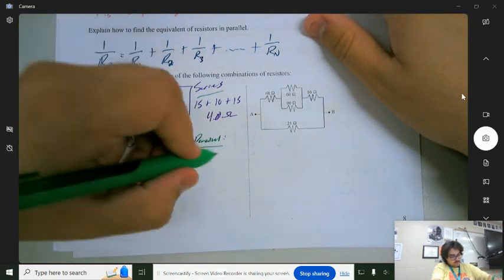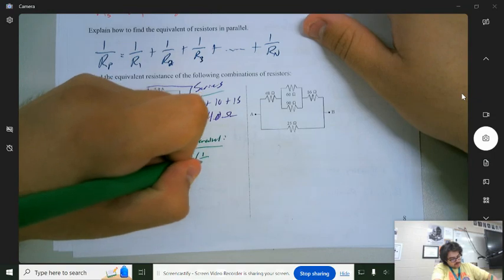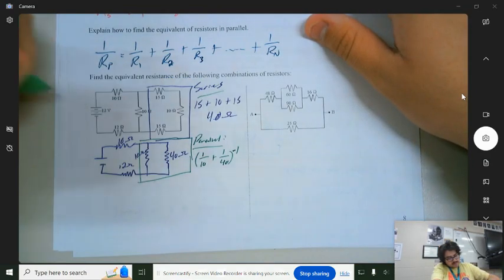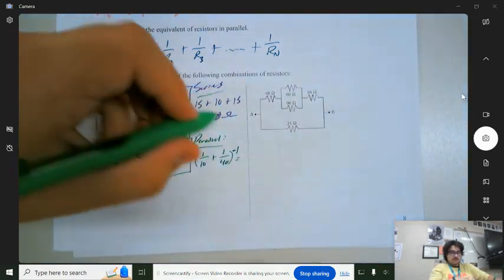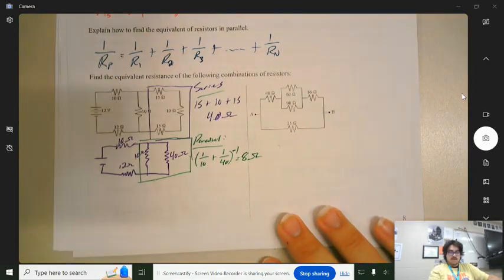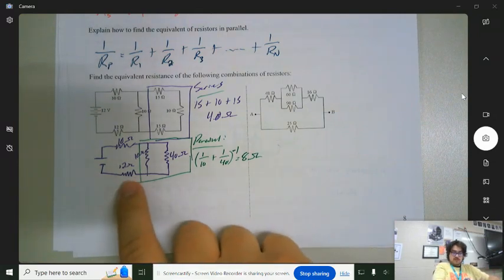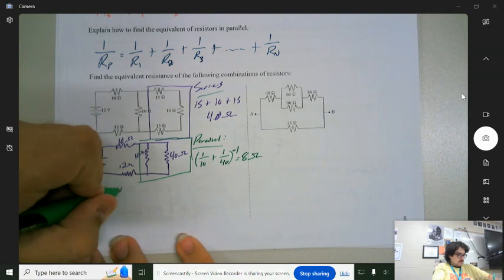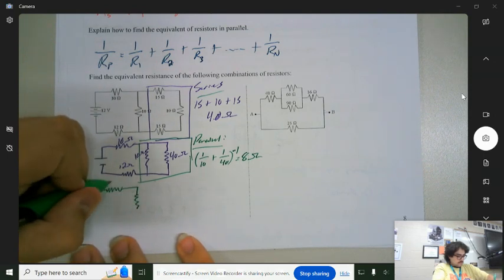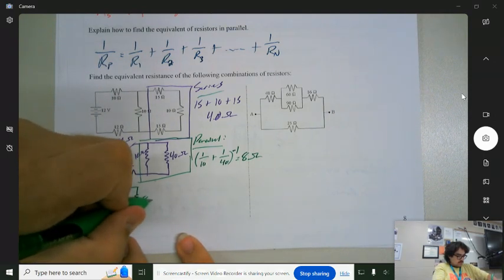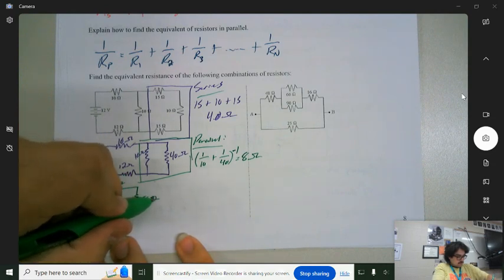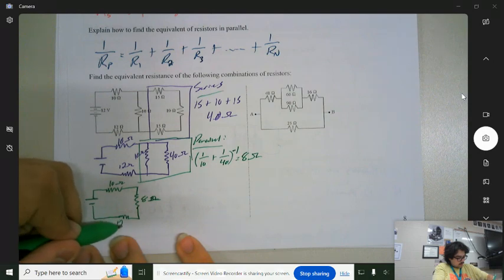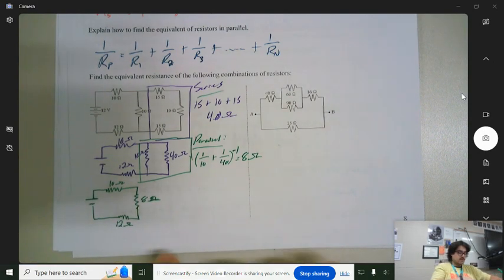So we would do parentheses 1 over 10 plus 1 over 40, and then raise that to the -1st power to get a new resistance of 8 ohms. That turns our circuit now effectively into this: 10 ohms, 8 ohms, and then 12 ohms.